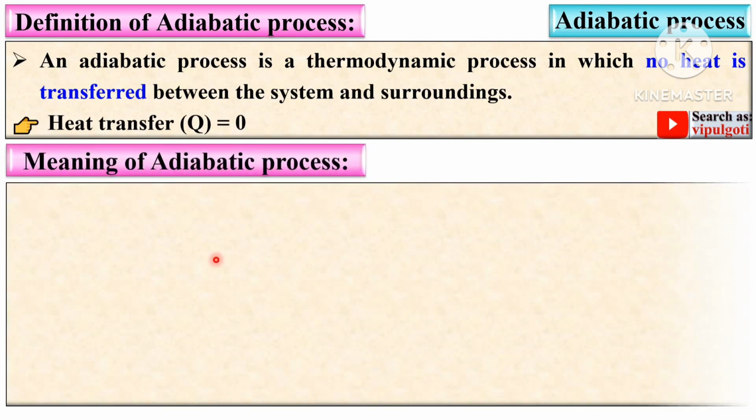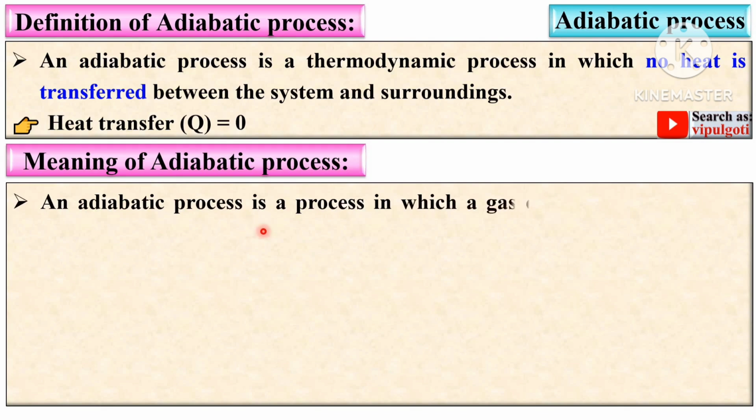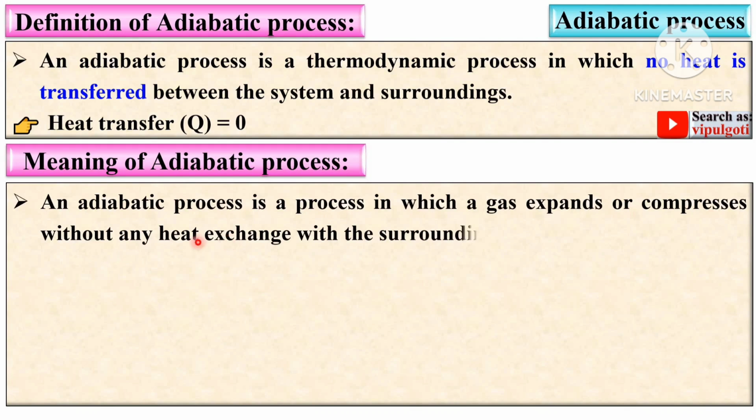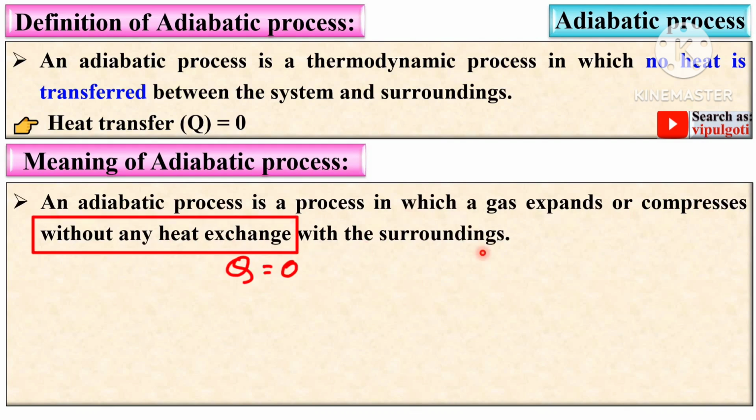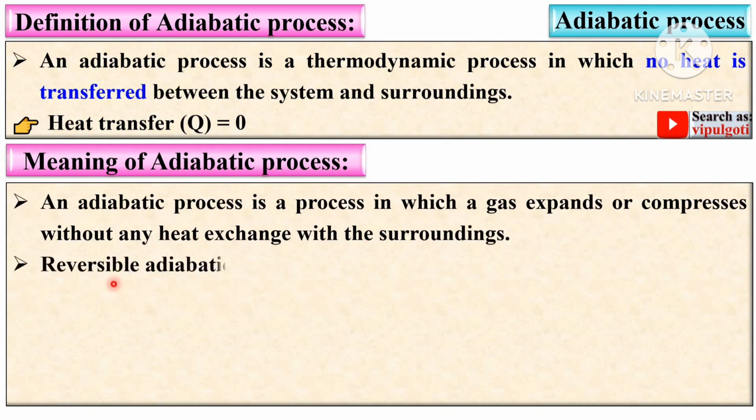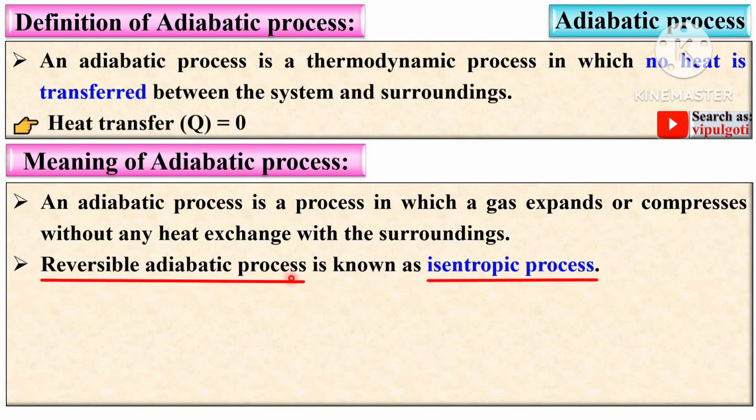Now the meaning of the adiabatic process. An adiabatic process is a process in which a gas expands or compresses without any heat exchange with the surroundings. Next, there are two types of adiabatic process: reversible adiabatic process and non-reversible adiabatic process. But only the reversible adiabatic process is known as an isentropic process. Keep in mind, a non-reversible adiabatic process is not known as an isentropic process. For an isentropic process, the adiabatic process must be reversible.